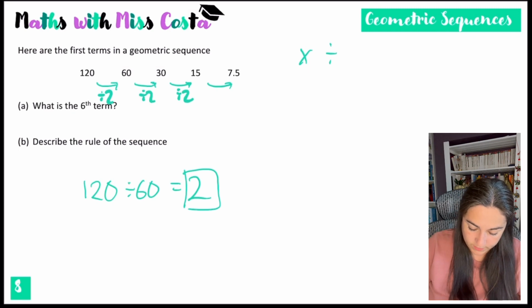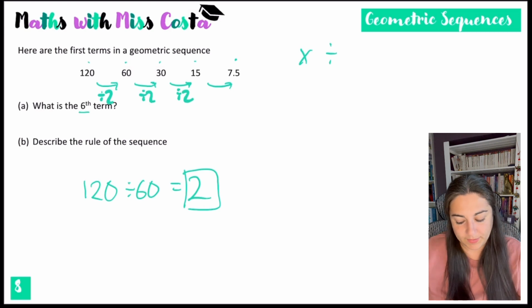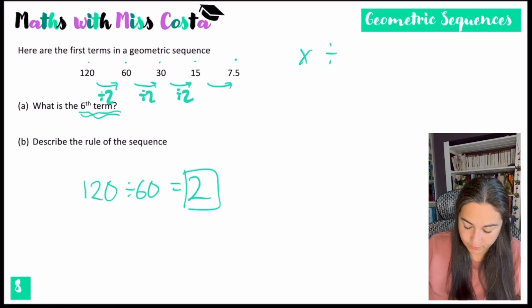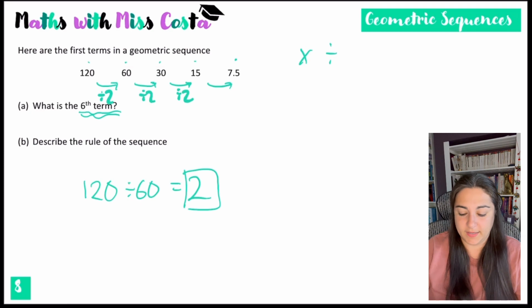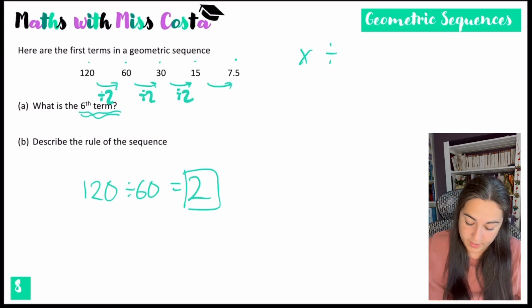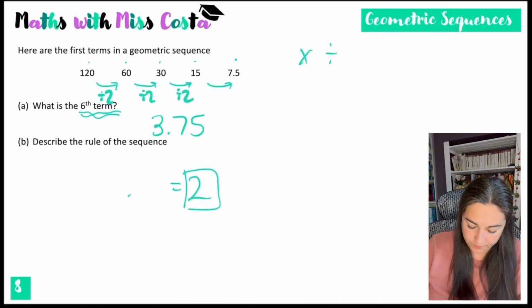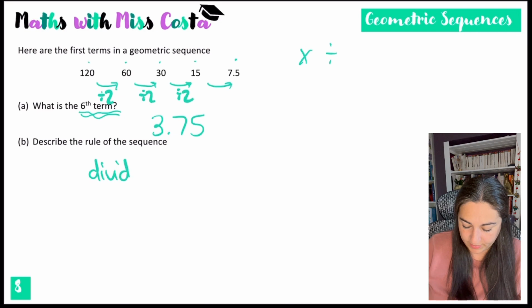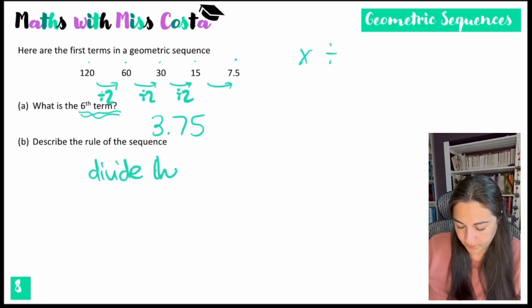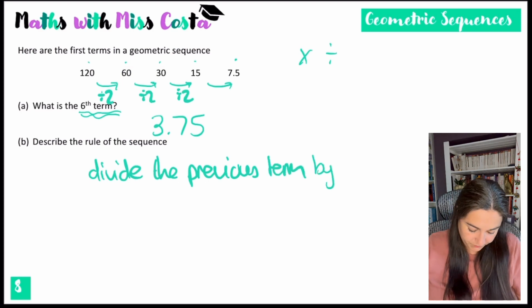We've been given 1, 2, 3, 4, 5 terms, and we need to work out the 6th term. So if we know it's being divided by 2 each time, 7.5 divided by 2 is 3.75. I'm just going to double check, but okay, so the 6th term would be 3.75. And you're being asked to describe the rule of the sequence. Well, we've already spoken about that. Divide the previous term by 2. You could just also write divide by 2.